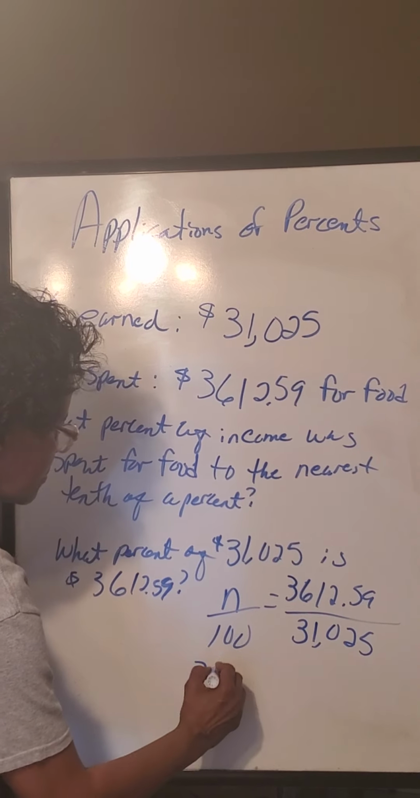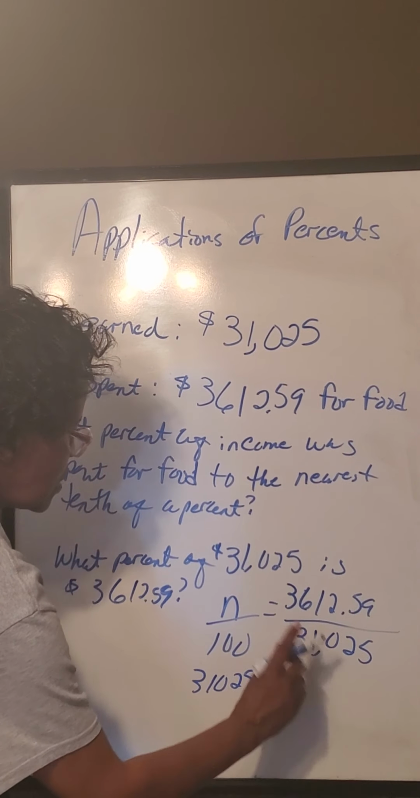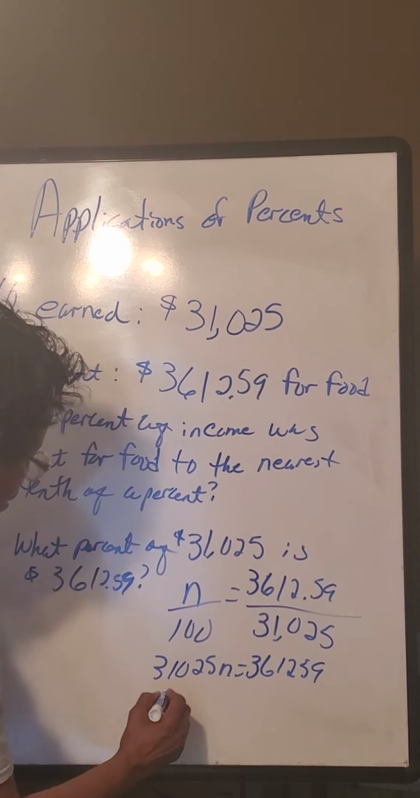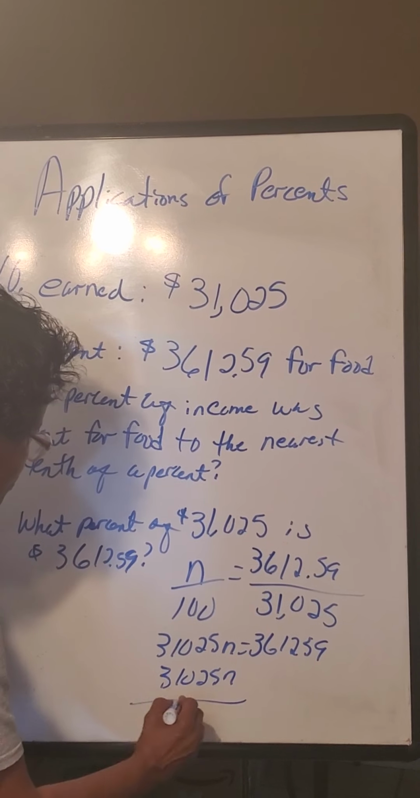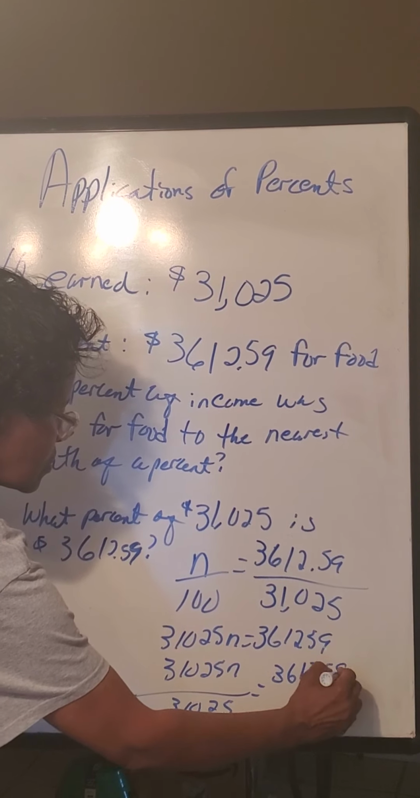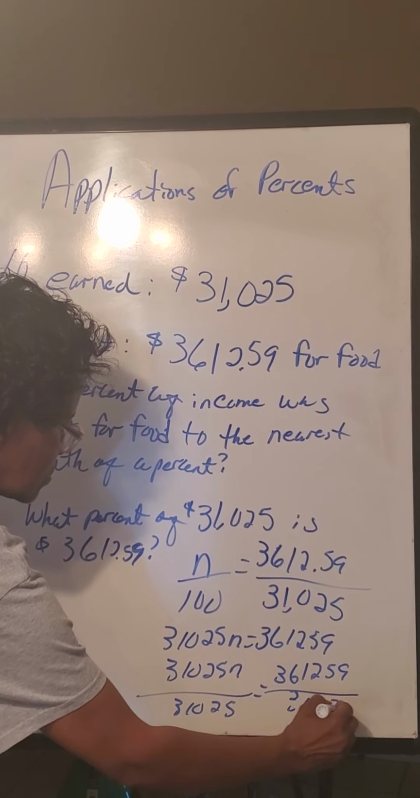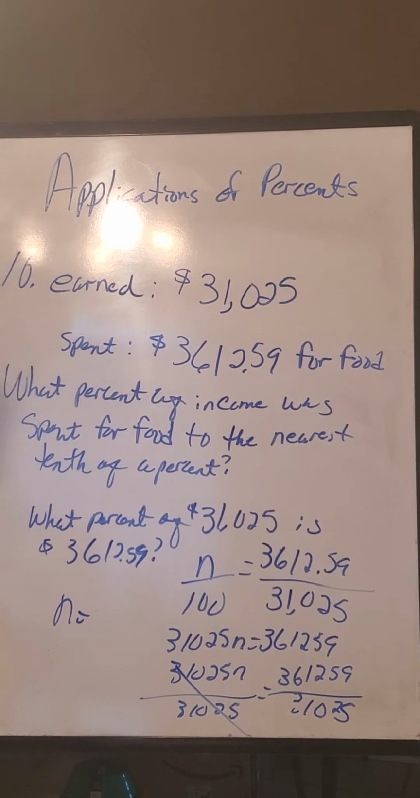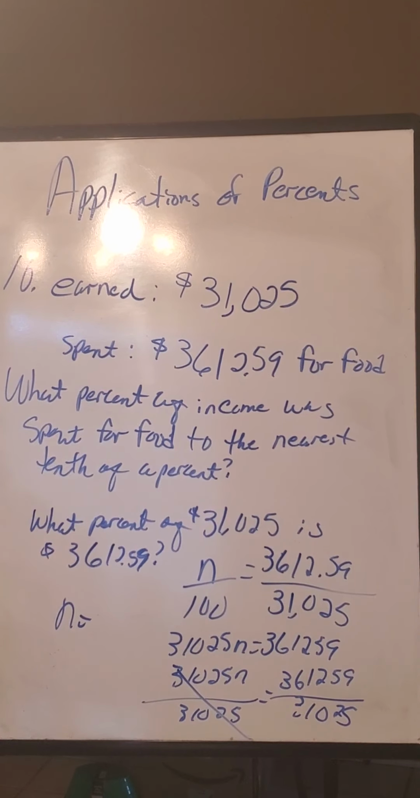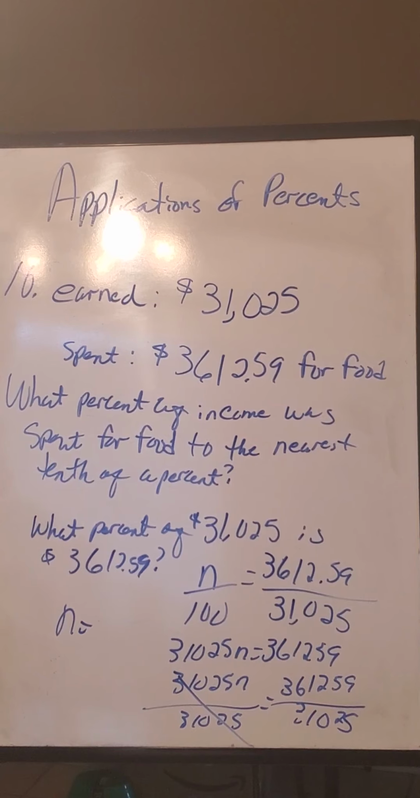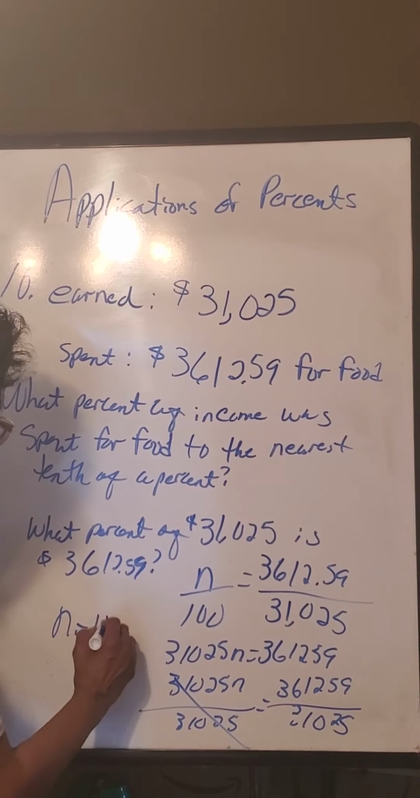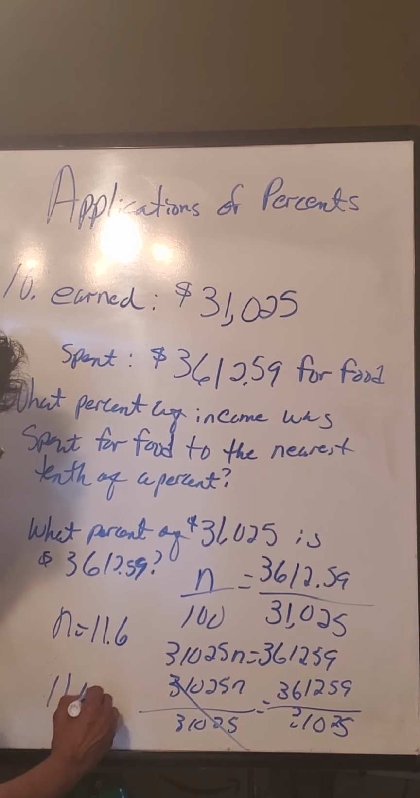Again, cross multiply. When you multiply by 100, remember, just shift the decimal 2 places to the right. Now divide both sides. This cancels, so we get N is equal to 11.6. So I get 11.6%.